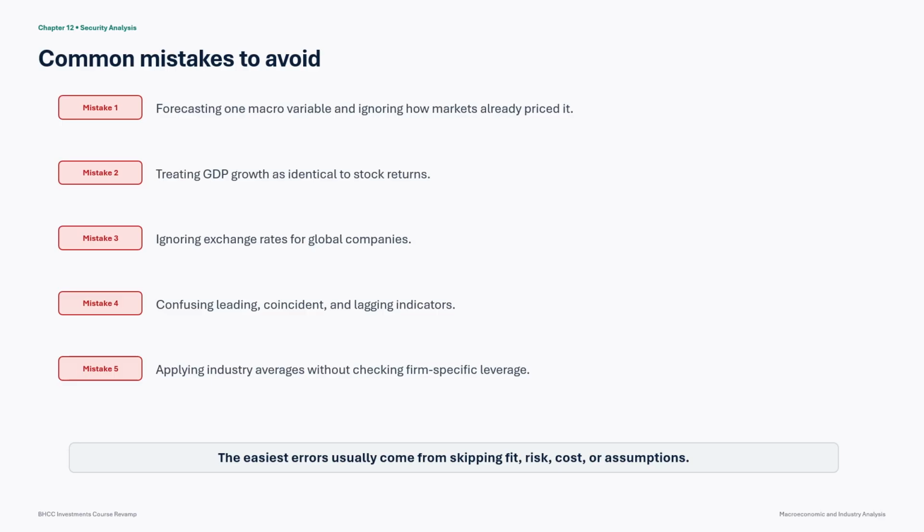Mistake 4 is confusing leading, coincident, and lagging indicators. Initial unemployment claims may turn before the unemployment rate. New orders may weaken before production. The unemployment rate can continue to rise after a recession has technically ended.